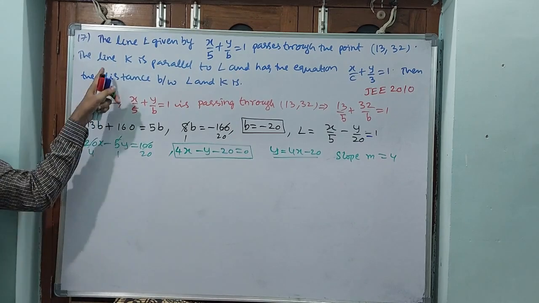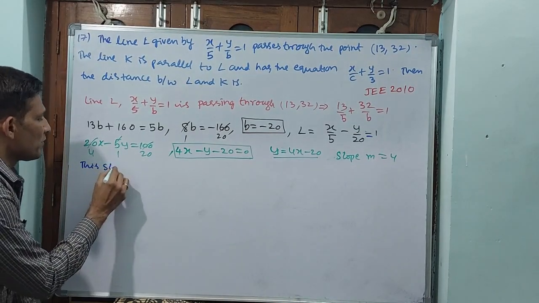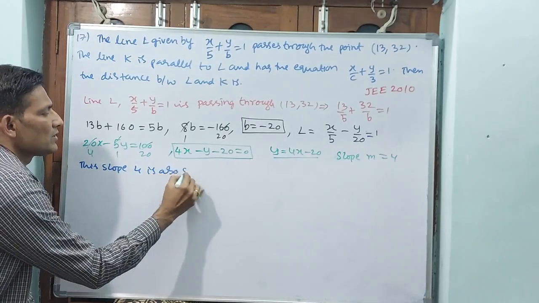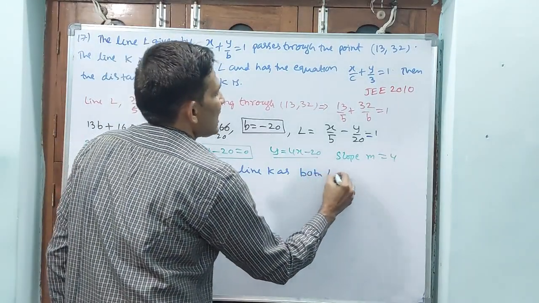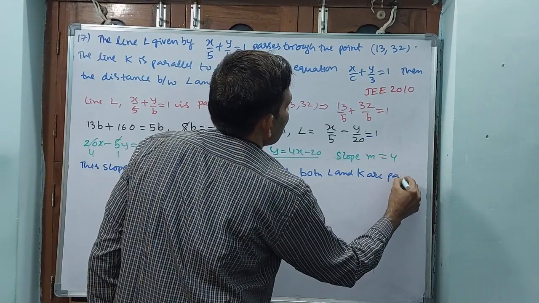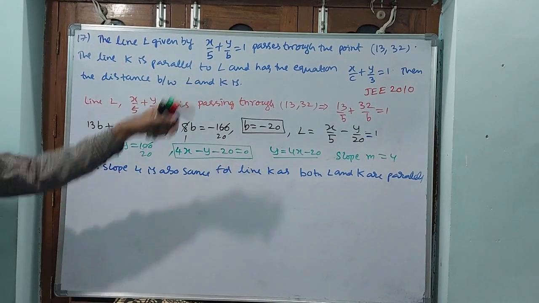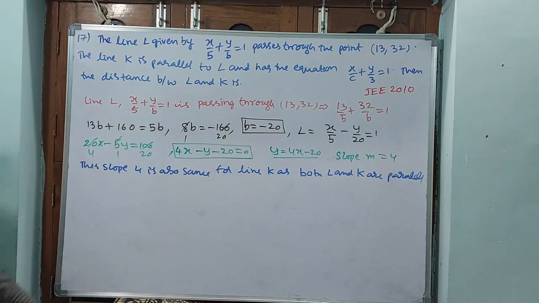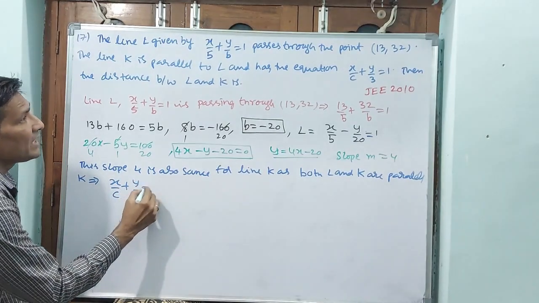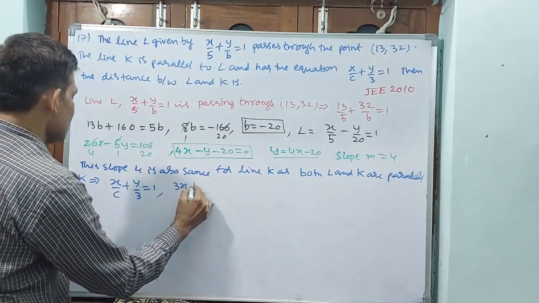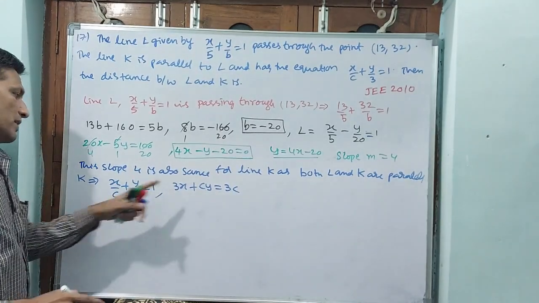The slope is the same for this line also. Write down that concept too: this slope 4 is also the same for line K, as both L and K are parallel. They have given parallel. Now you have got the slope. Now go for the other equation, and make it in standard form. K implies x by c plus y by 3 is equal to 1, so 3x plus cy is equal to 3c, where 3x plus cy by 3c into 1 have been multiplied. Now what we have to do?